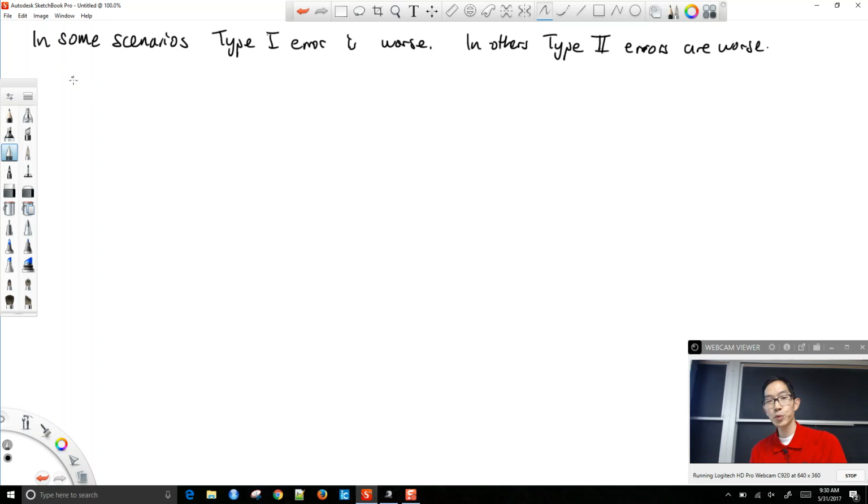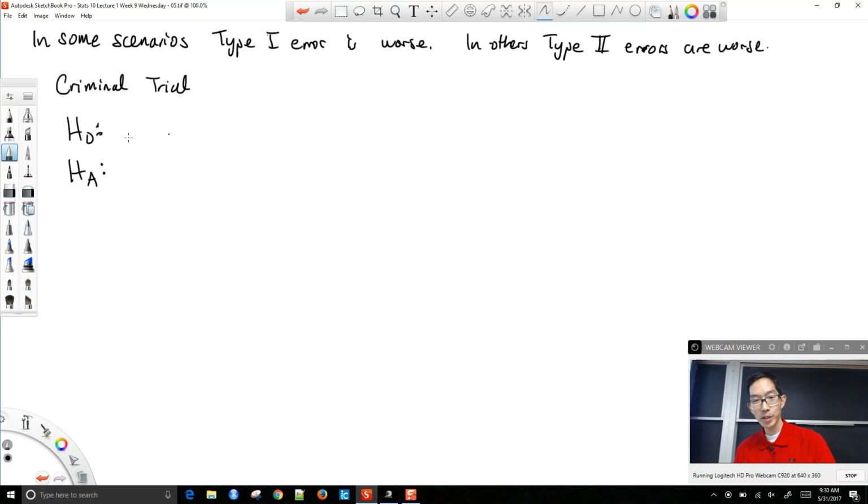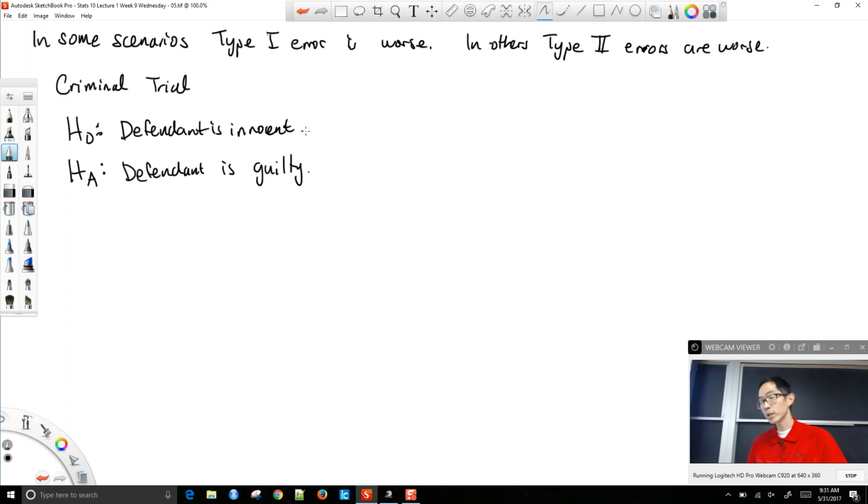So let's imagine a criminal trial. In the United States, we always start off with the presumption that the defendant is what? Innocent, right? So we'll say the null hypothesis is that the defendant is innocent, and the alternative would be that the defendant is guilty. One of these things must be true. The defendant is innocent or the defendant is guilty. And we presume that the null hypothesis is true until enough evidence convinces us otherwise, which is much like how a hypothesis test works, right?